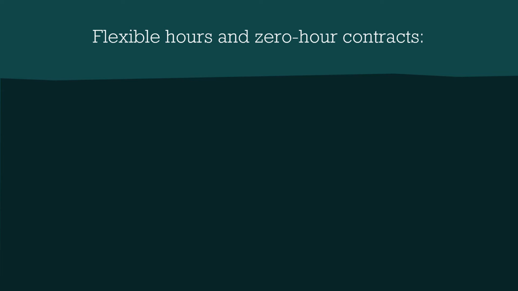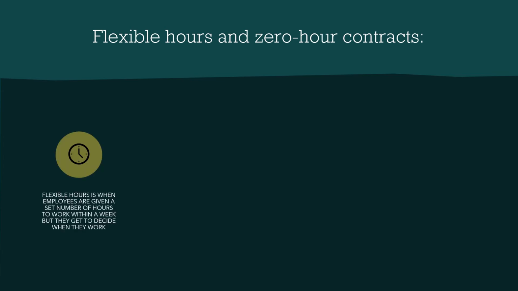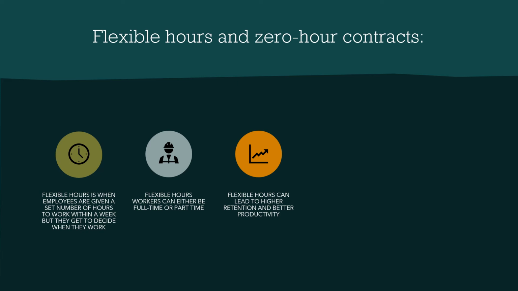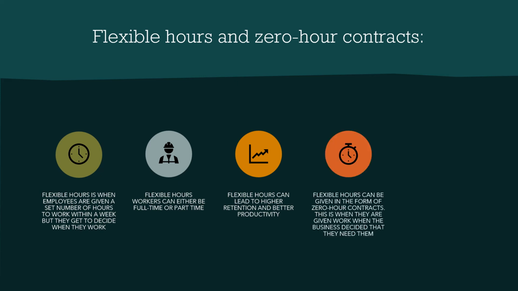Flexible hours and zero-hour contracts. Flexible hours is when employees are given a set number of hours to work within a week, but they get to decide when they work. Flexible hours can either be full-time or part-time workers. Flexible hours can lead to higher retention and better productivity. And flexible hours are given in the form of zero-hour contracts. So this is when they are given work when the business decides that they need them. However, they will not know when they're going to get work.